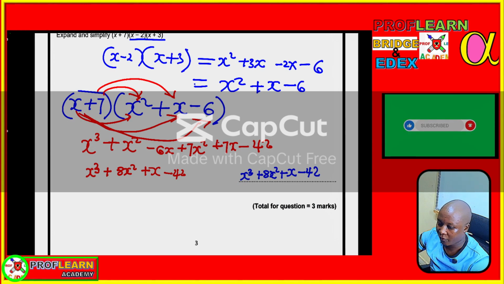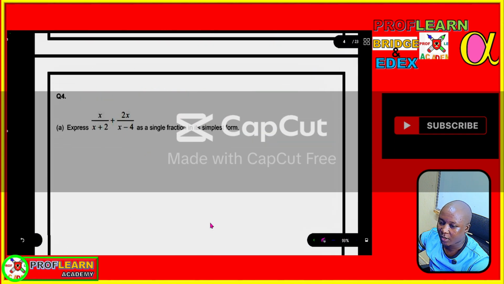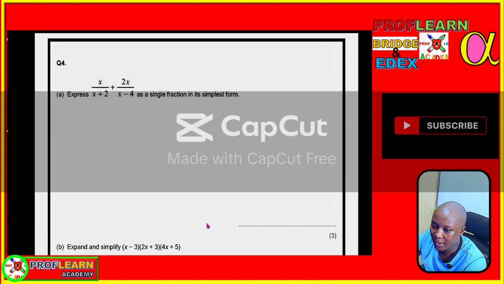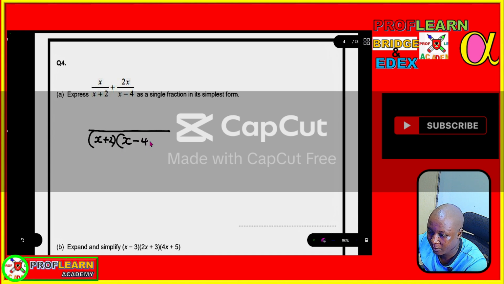All right, so moving to the next bit. The next question is how to express algebraic fractions as single fractions. It is another area that is likely to be tested, and you really need to know how to work that out. We are going to express that as a single fraction, and this is going to be x plus 2, x minus 4.